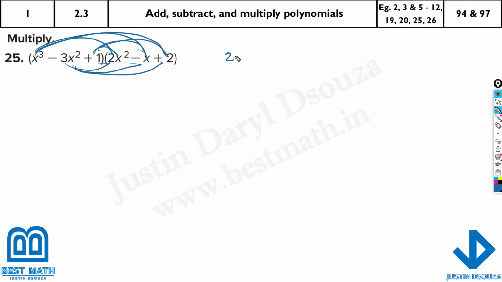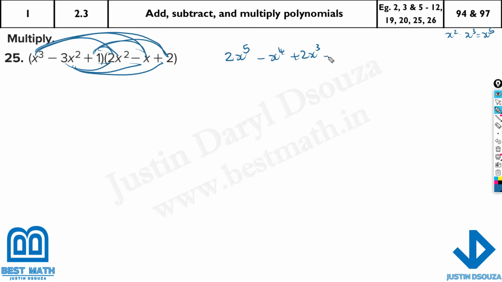So the first one will be 2x power 5. Why? Because x power 3 times 2x squared. What happens with the powers? When you have x power 2 multiplied by x power 3, you add up the powers. It'll be x power 5. It's not multiplied, 3 times 2. No, it'll be added up. Then we will multiply with the next one, minus x power 4 plus 2x cubed.